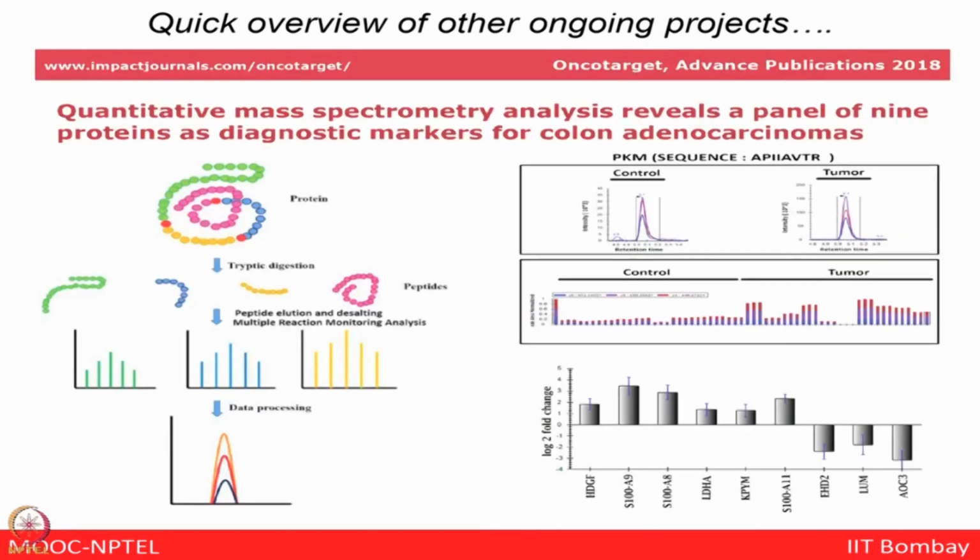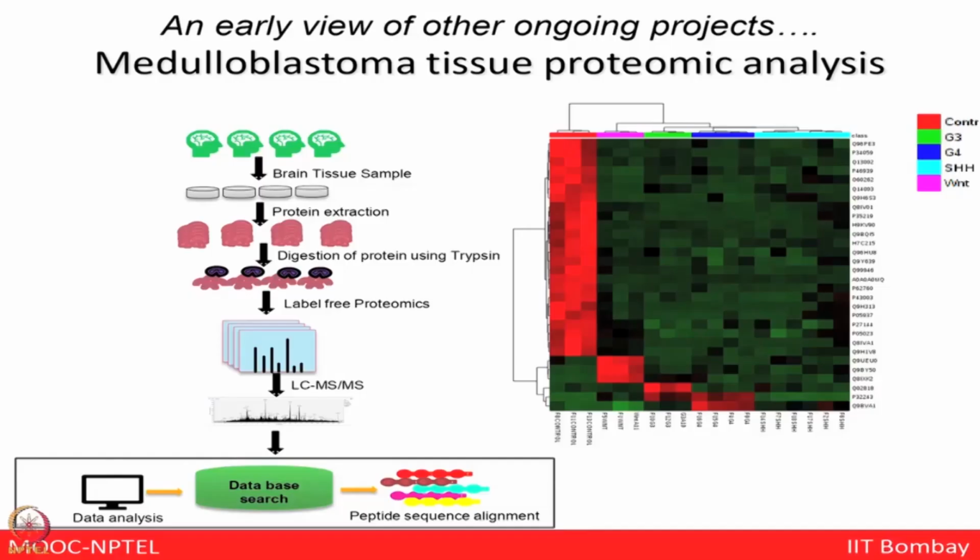In another project, in collaboration with Professor Gilead's lab at Tel Aviv University in Israel, we tried to investigate colorectal cancer, colon adenocarcinomas, and we found a panel of 9 proteins that looked very reproducible across a large number of patients affected by colon cancer in the Middle East countries, and we are now trying to validate this in Indian patient samples as well.